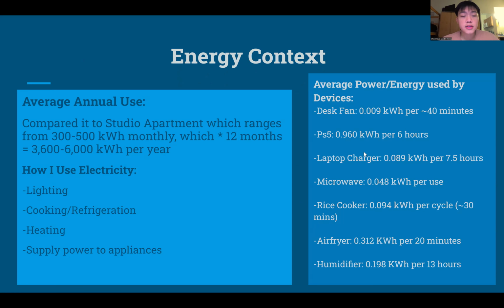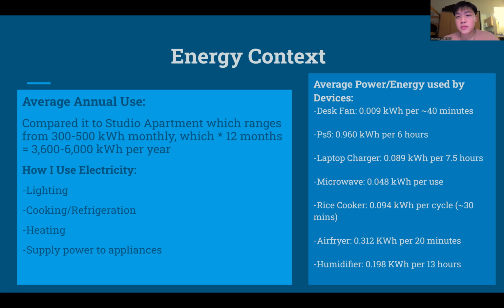Moving on to the energy context, I compared it to a studio apartment, which ranges from 300 to 500 kilowatts monthly, or about 3,600 to 6,000 kilowatts per year. How I use electricity is primarily with lighting, cooking, refrigeration, heating, and providing power to my appliances. Then on my right are the average power and energy used by my devices.